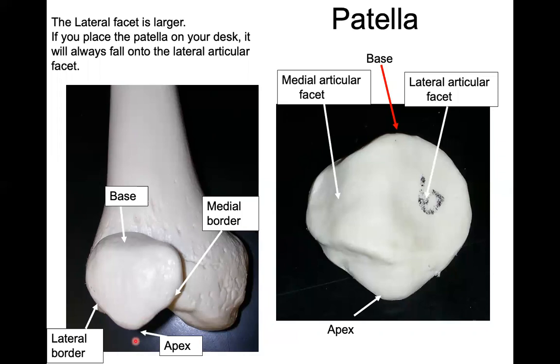Next structure we have is basically your kneecap called the patella. So all I want you guys to know, even though there is multiple labeling here, is that you have the pointy aspect of the patella, which is the apex, and the more flattened surface, which is your base. For our purpose, I don't expect you guys to know the lateral and medial border or medial and lateral articular facets.